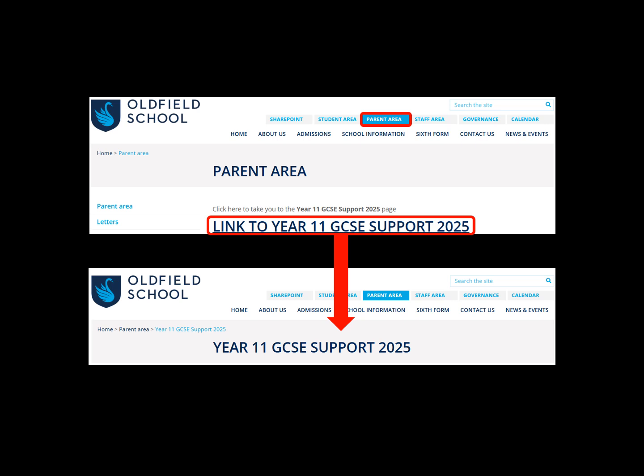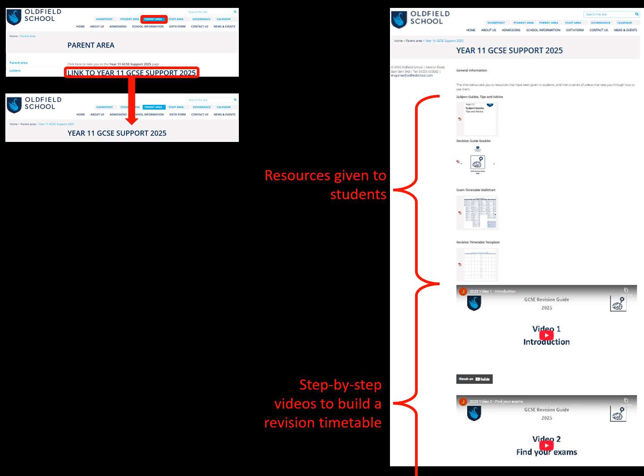And when you click on that link, it takes you down to another page with a lot of information on it. Here's some of that information. At the top, you'll find resources that we have given to students and that they're using in their tutor time to help them prepare their revision timetable. And below that, there's the videos that they have been following in tutor time, should they need to perhaps finish them off at home, or if you wanted to see what they've been doing.